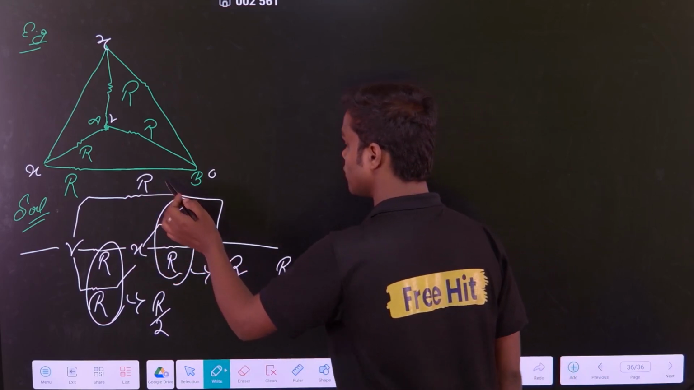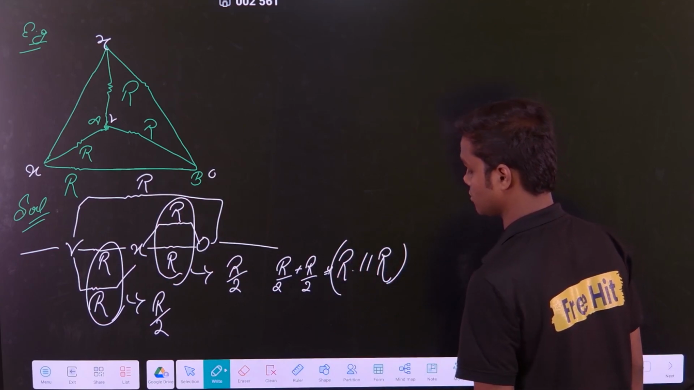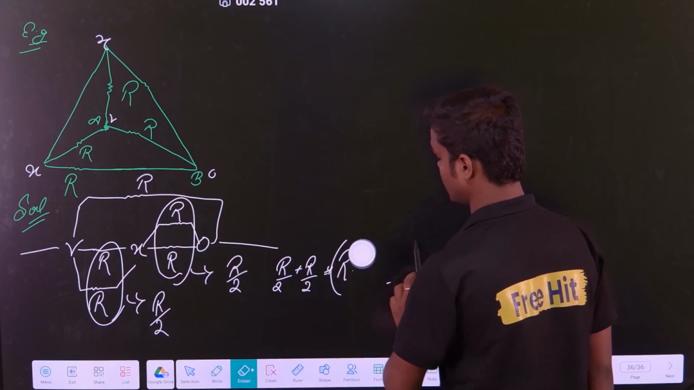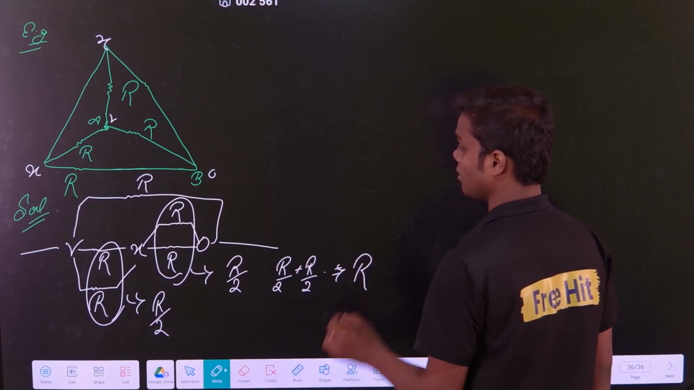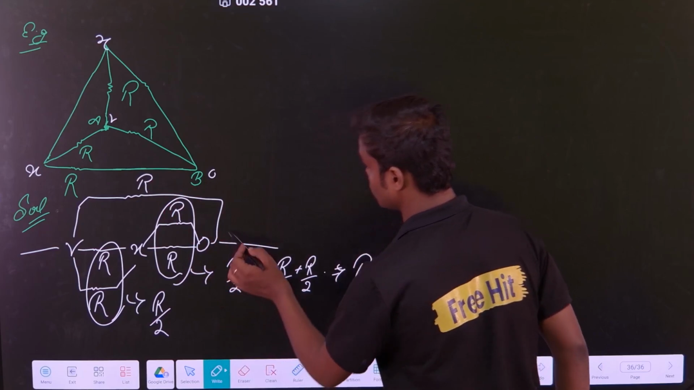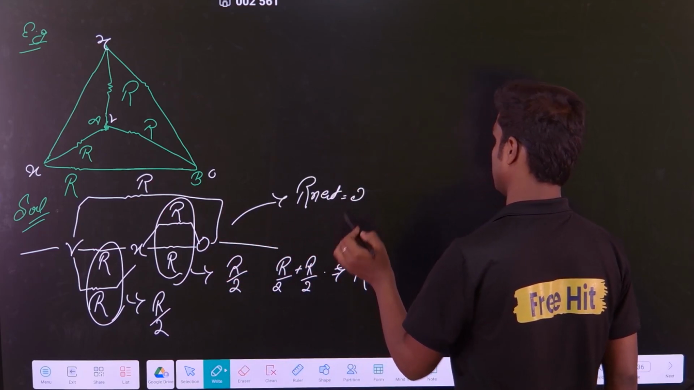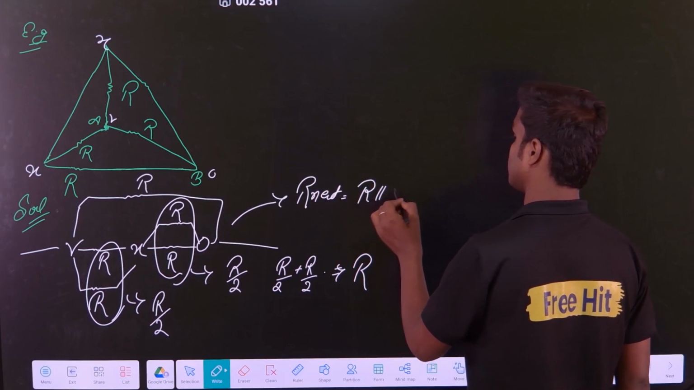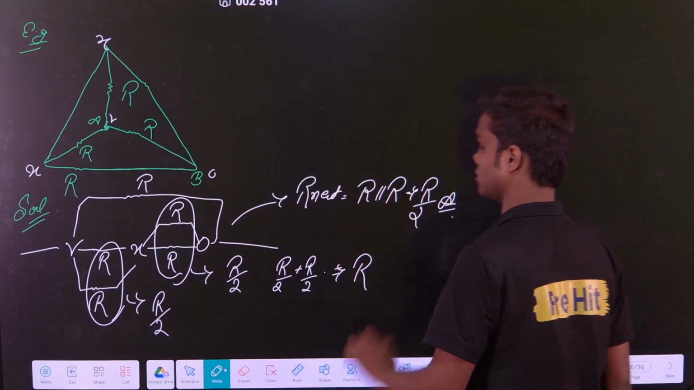Now this R is in parallel with the capital R. Sorry, let me write this in a proper way, otherwise you won't understand. This is R. Now this R is parallel with this R. So what is my R net? That R is in parallel with another R, so it will become R by 2. That is my final answer.